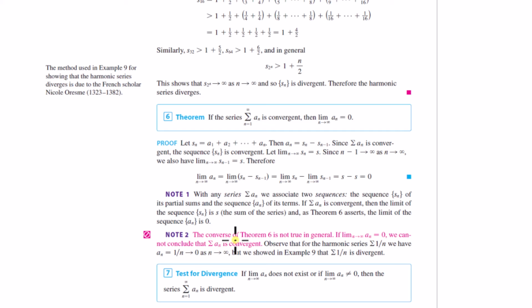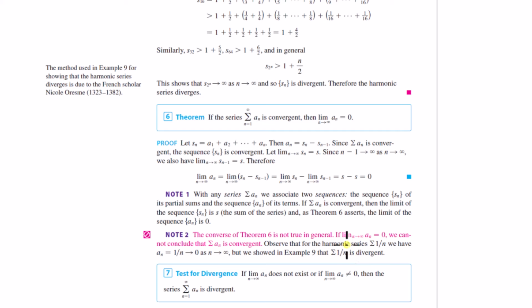Note that the converse of Theorem 6 is not true in general. If the limit as n approaches infinity of A sub n is equal to 0, we can't conclude that the corresponding series is going to be convergent. That's important to note. Just because you find out that a sequence is convergent and converges to 0 doesn't mean that when you put that sequence into a series, that series is going to be convergent.